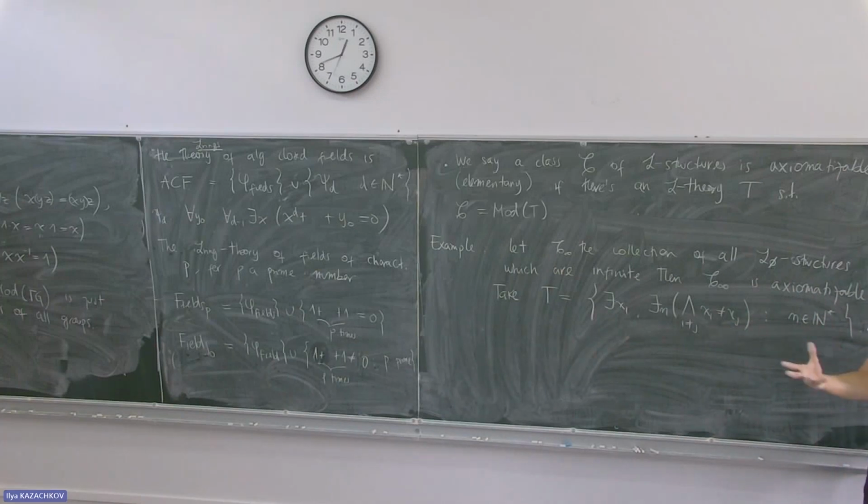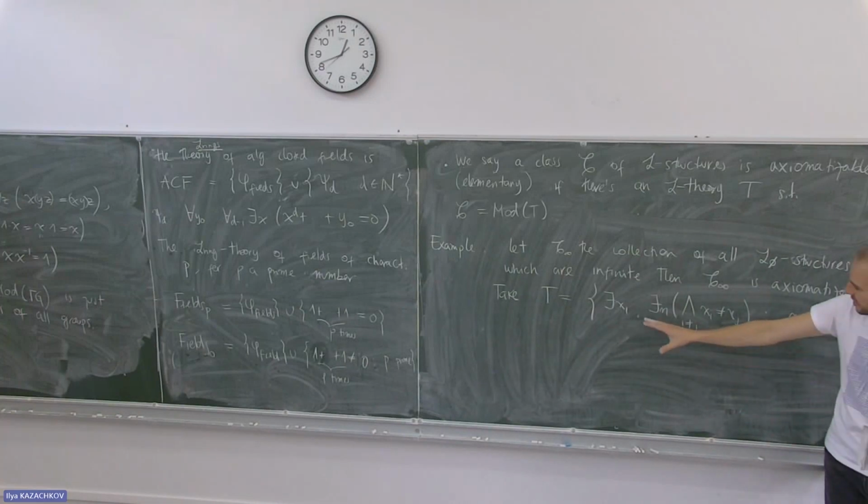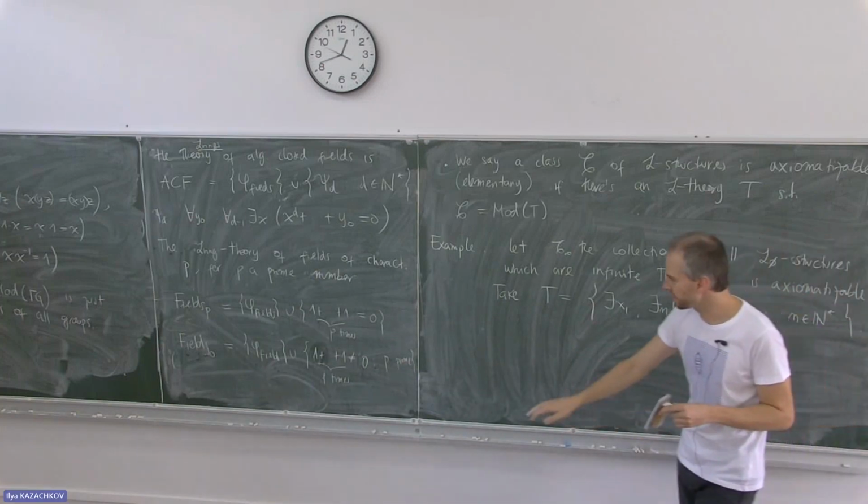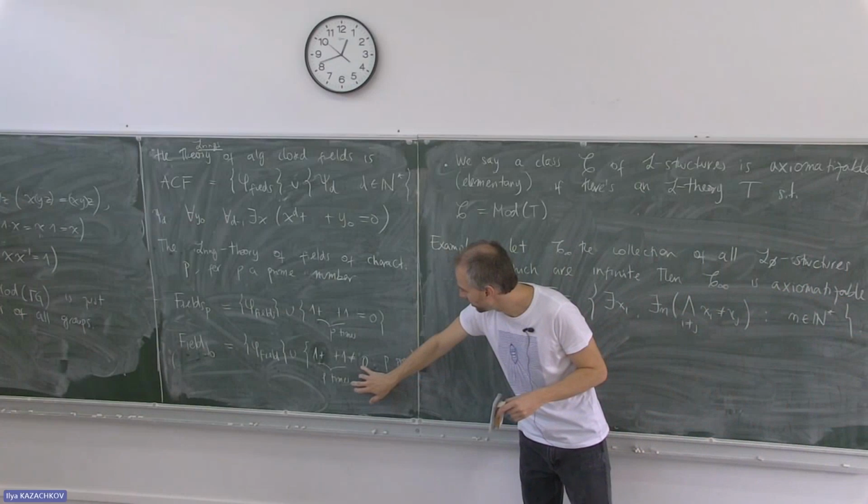So this is the same kind of flavor of question. If this theory can be finitely axiomatizable, then I'm going to find one single sentence that captures the fact of being infinite, and I'm saying this is not the case. And this is also not going to be the case in this one here.